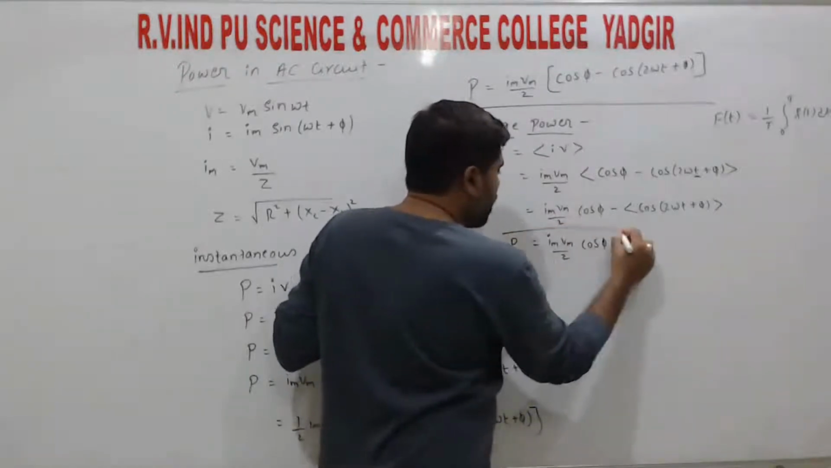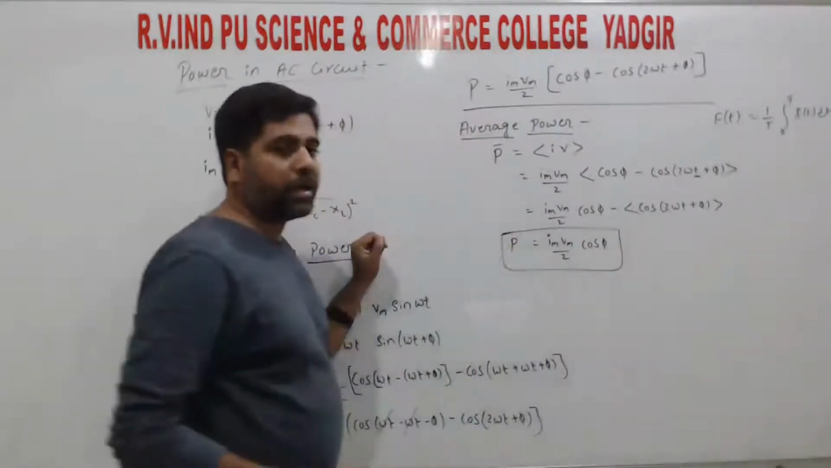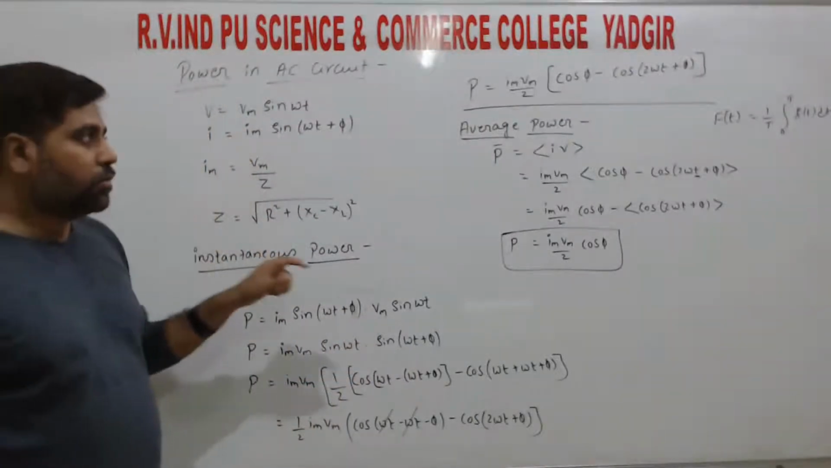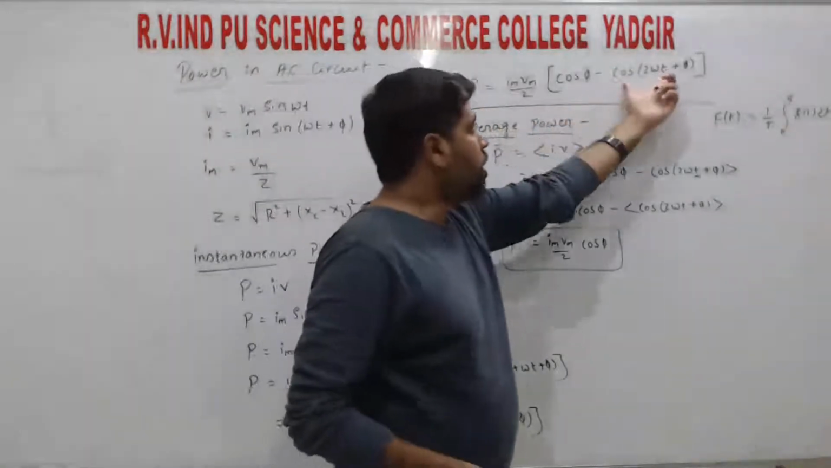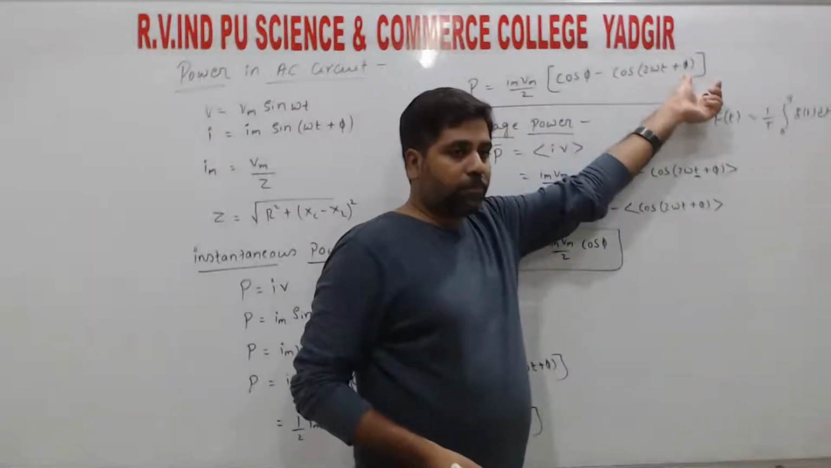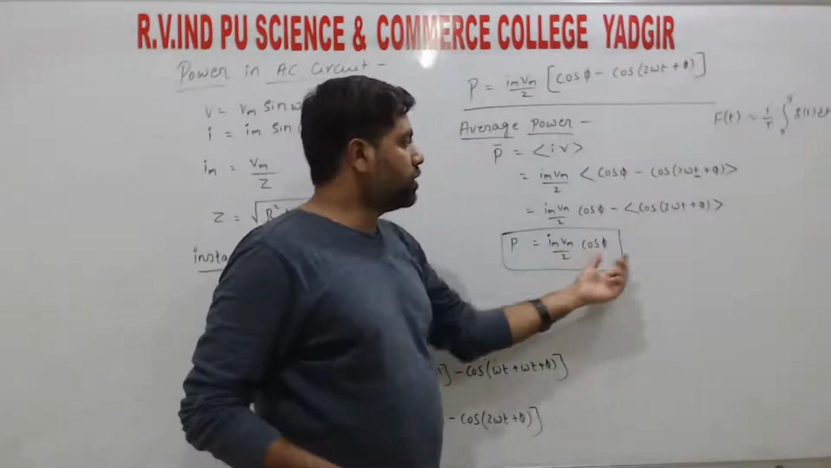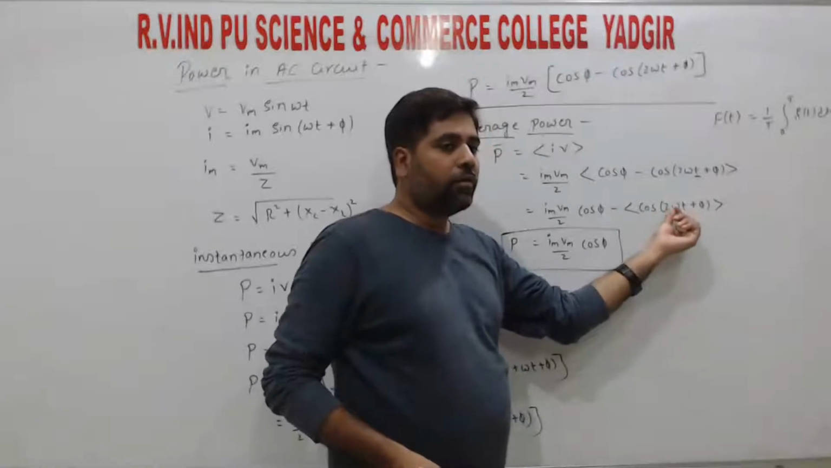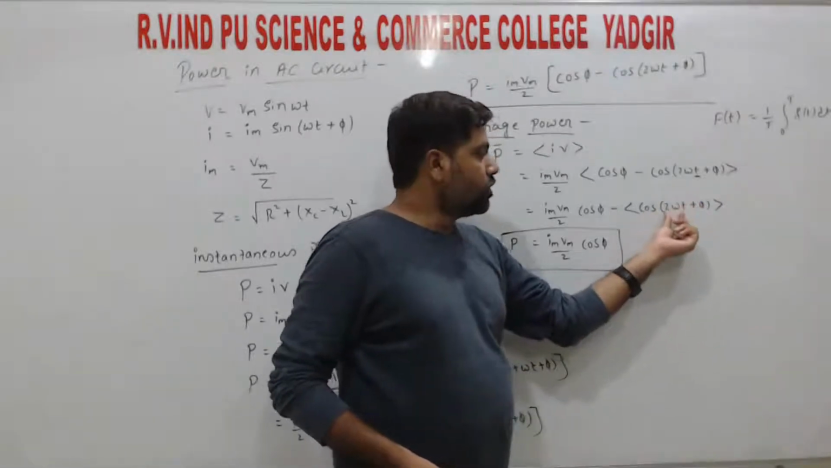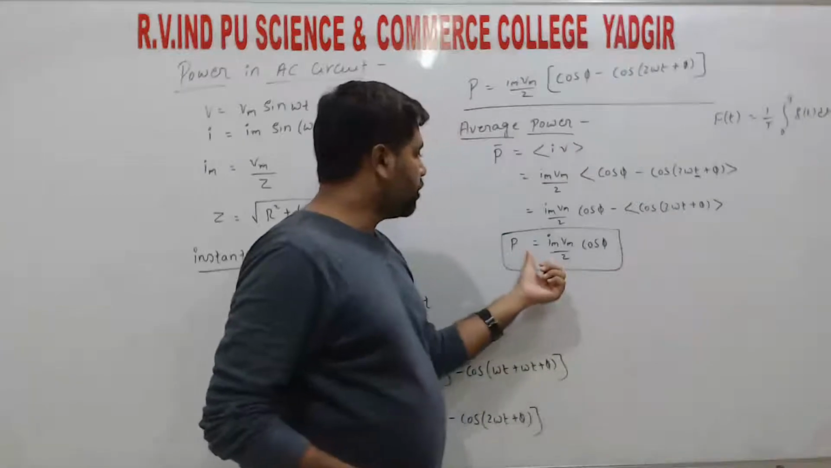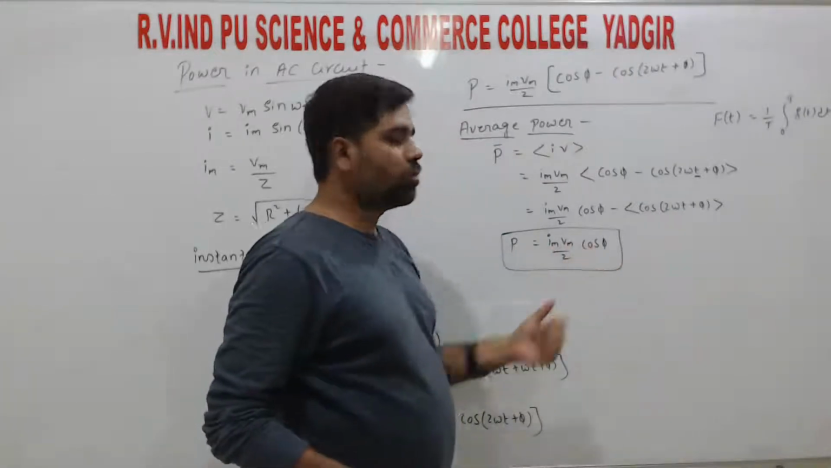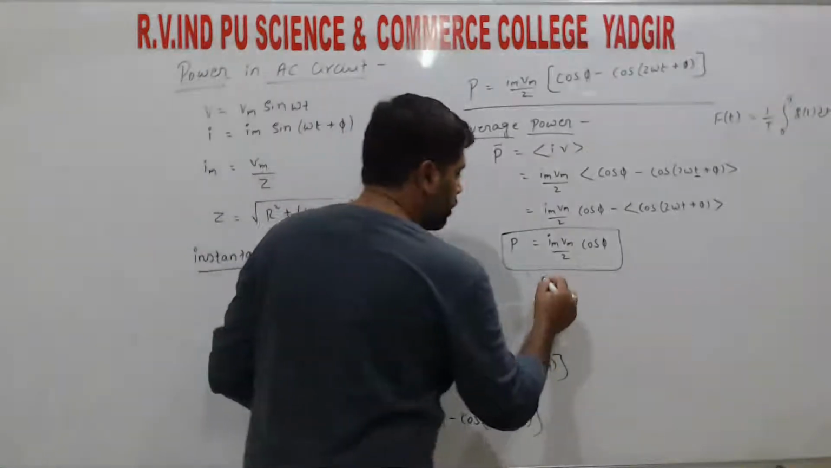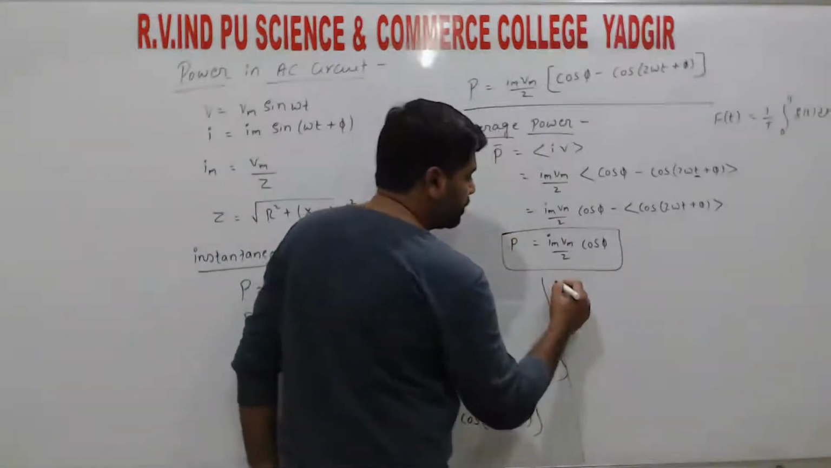So this gives the average power, where phi is the phase difference between the current and the voltage, right? For the instantaneous power, we have an extra term, cos of 2 omega t plus phi, but in average power this quantity becomes 0, since the average of cos of any time-varying value is 0. So we get P is equal to Im Vm by 2 into cos phi. By using this relation, we will discuss a few cases.